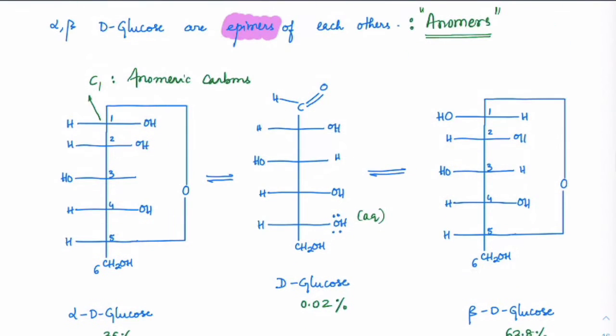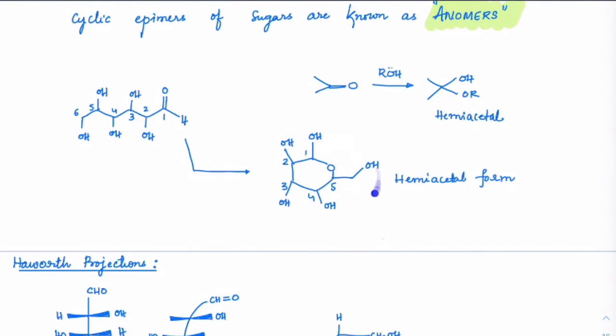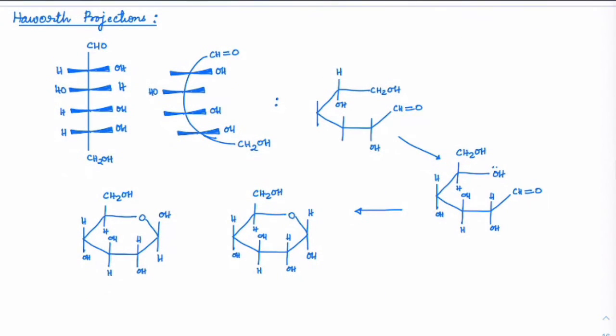This is using Fischer projections. This is using general structures. General structure of straight chain glucose looks like this. In cyclic form, it would look like this. But this is not a great way of learning about the structure. Instead of Fischer projections or these regular structures, we come up with new projections called Haworth projections. Now this is a better way of studying all the carbohydrates. Now let's see how to put the Haworth projections.